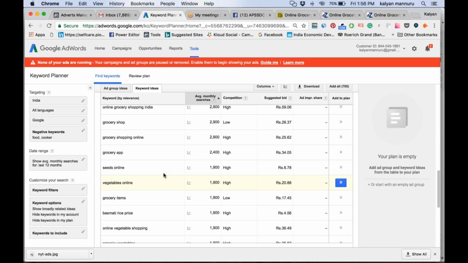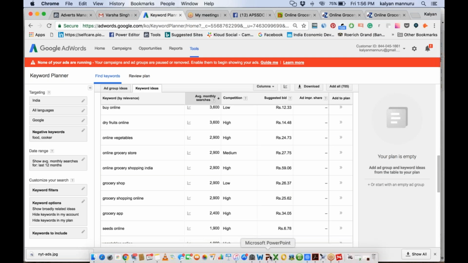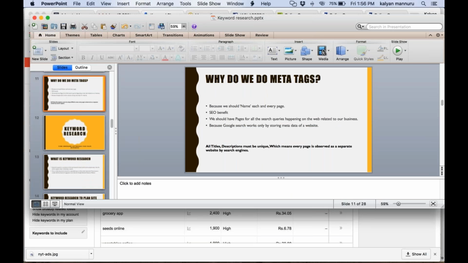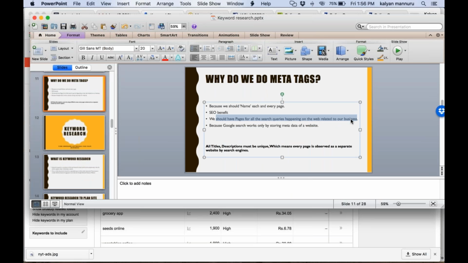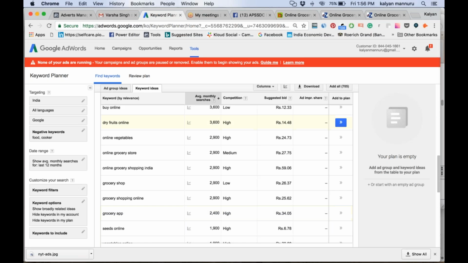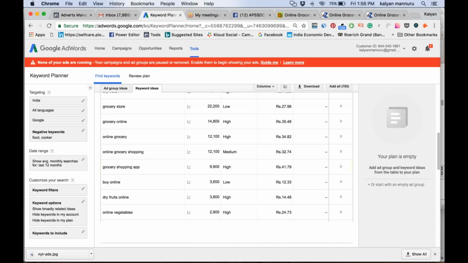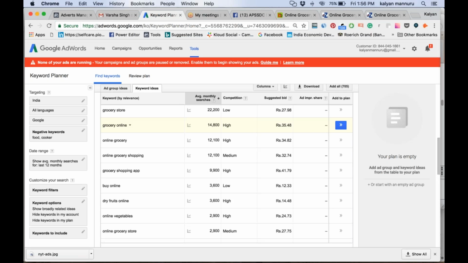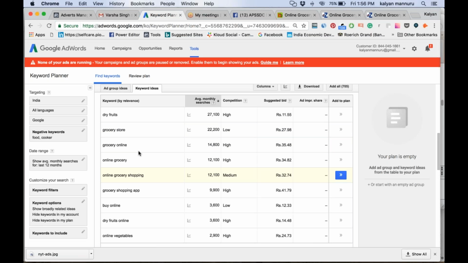Now what is the objective? Like we spoke yesterday, from meta tags, if you look at the meta tags document, I was telling we should have pages for all the search queries happening on the web related to our business. Now you might be thinking there are a lot of keywords here. How many keywords are here? 705 keywords are here. Now if you think, should we have 705 pages with every keyword involved in the page? No, that's not what exactly I mean.